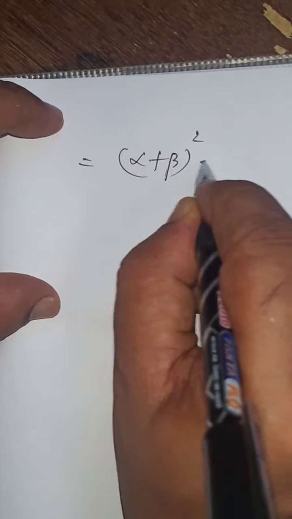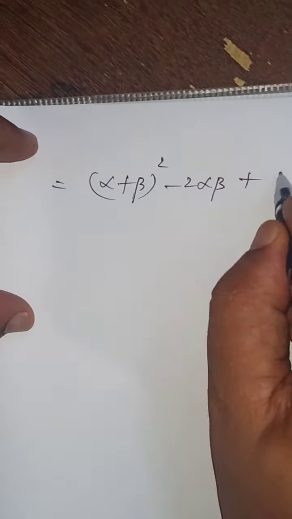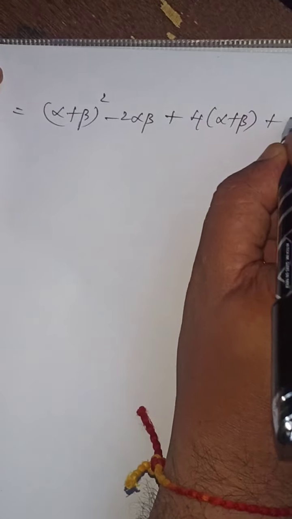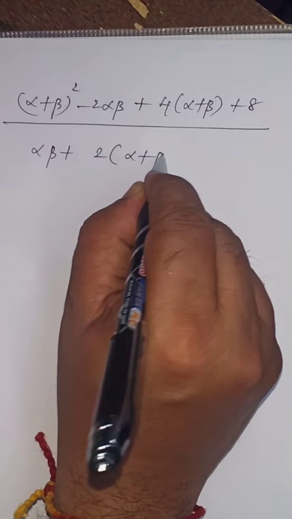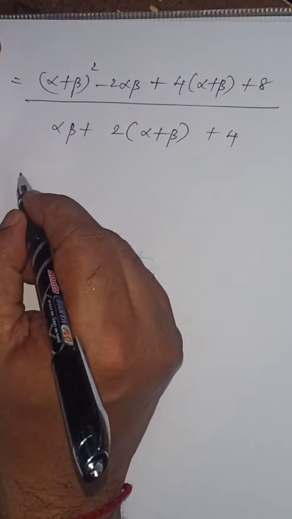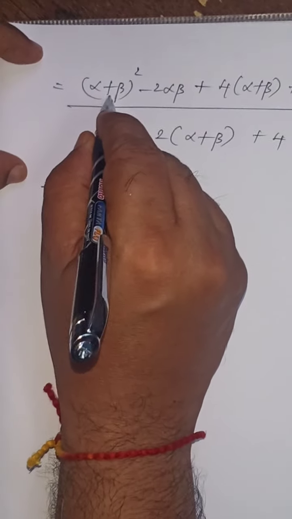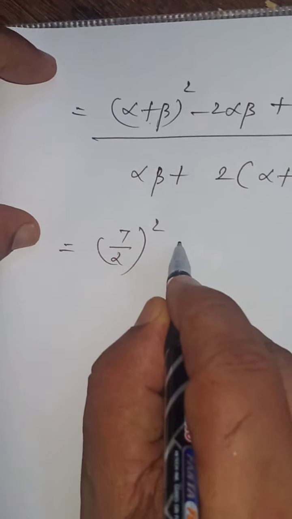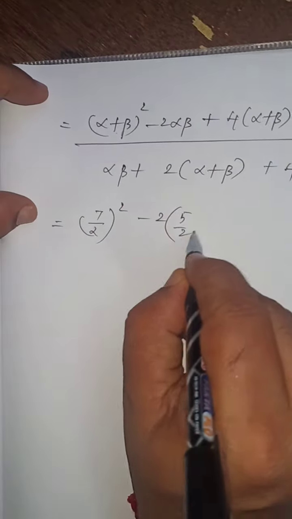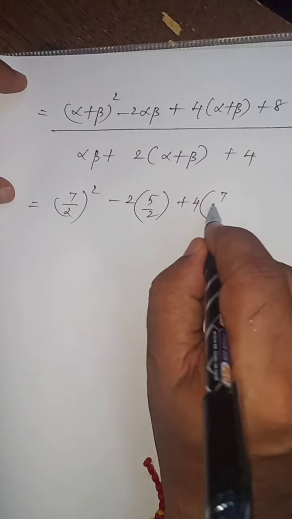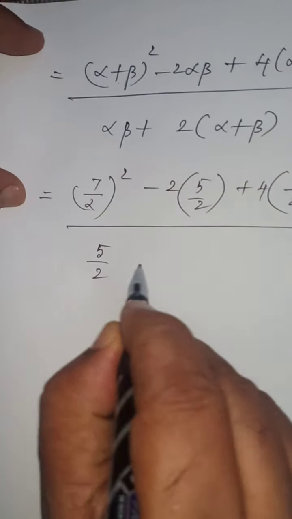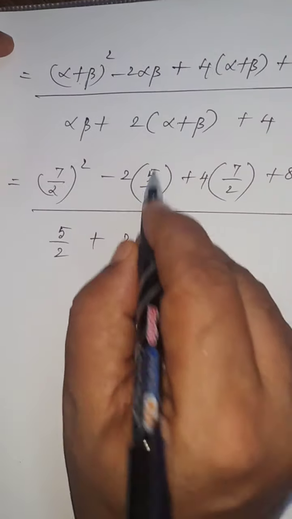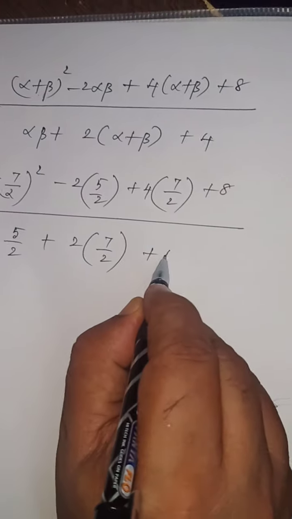We know the identity, that is equal to alpha plus beta the whole square minus 2 alpha beta, and the rest of them as it is: 4 into alpha plus beta plus 8, whole divided by alpha beta plus 2 times alpha plus beta plus 4. Okay, now you can replace the values. We know the value of alpha plus beta, that is 7 by 2 whole square, minus 2 into alpha beta value 5 by 2, plus 4 into alpha plus beta value 7 by 2, plus 8, divided by alpha beta value 5 by 2, plus 2 into alpha plus beta value 7 by 2, plus 4.